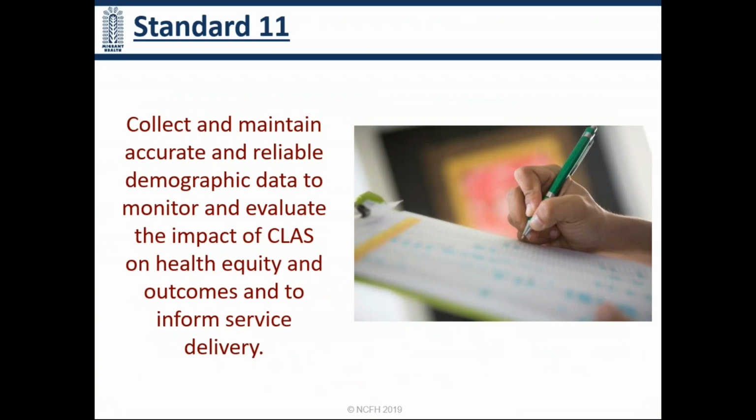Standard 11 is collect and maintain accurate, reliable demographic data to monitor and evaluate the impact of CLAS on health equity and outcomes, and to inform service delivery. Again, you're probably capturing some of this data so you have it available, and when you do your self-assessment, that's information you'll need. Having this information helps you plan your services. Maybe they need a change. I've heard of health centers that create services and then their populations changed, and so it doesn't fit anymore.